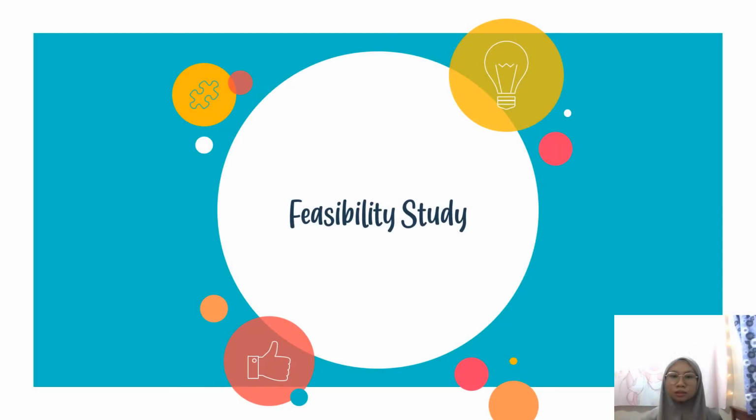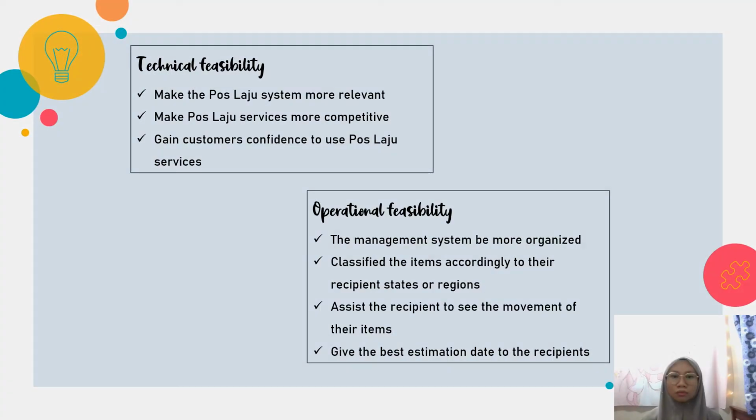Next is the feasibility study. There are two feasibility studies involved in this system: technical feasibility and operational feasibility. For the technical feasibility, we want to make the Pos Laju system more relevant and their service more competitive in the long term. Therefore, they can gain customer confidence to use the delivery service.